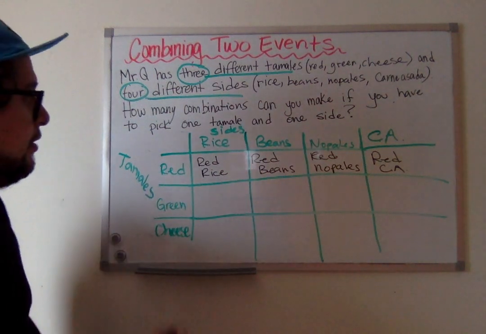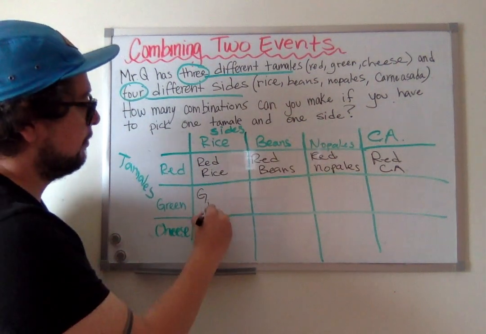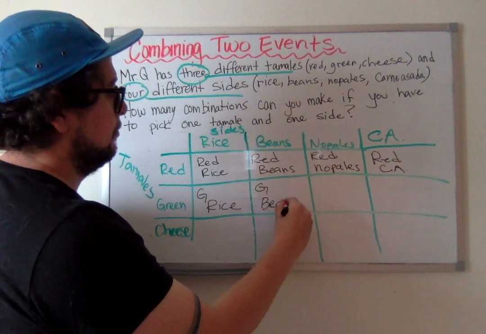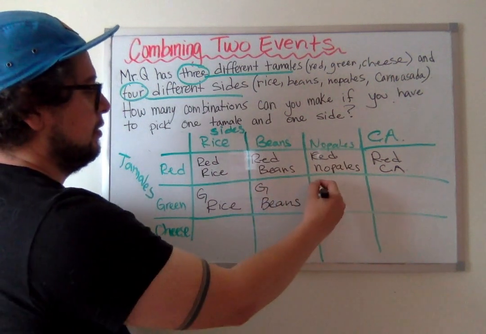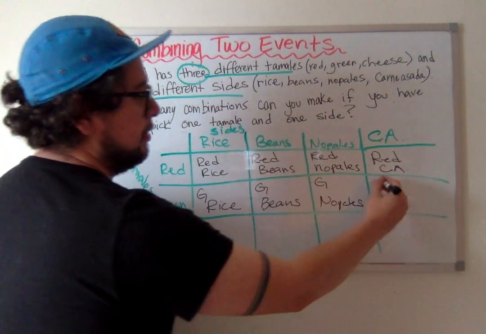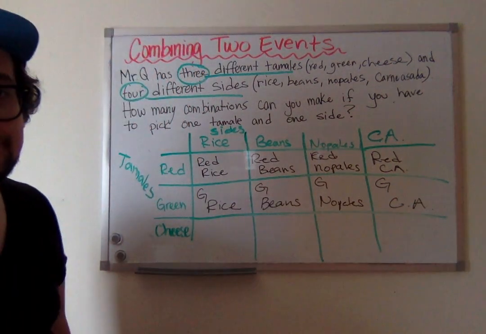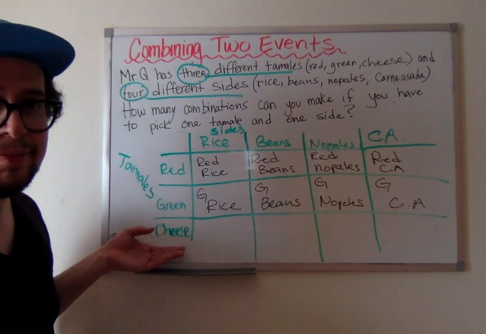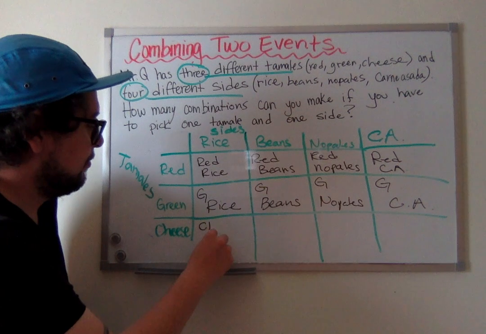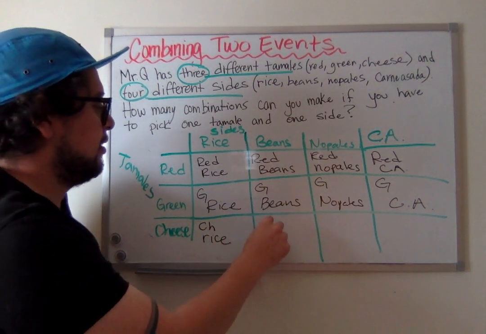So I could get a green. I'm just going to use a G for green with rice. I can get a green with beans. I can get a green with nopales. And I can get a green with carne asada. Cool. And then finally I can do the same thing with my last option, which is cheese. And I'm going to put a CH for cheese so I don't have to write it out. So cheese with my rice.